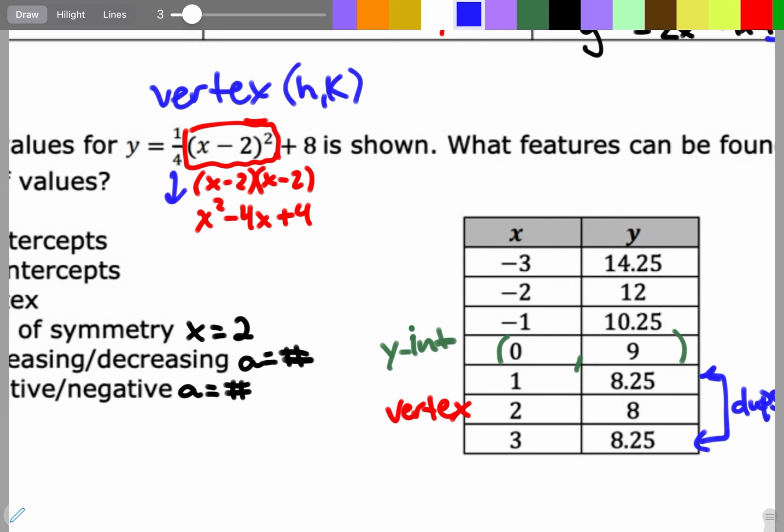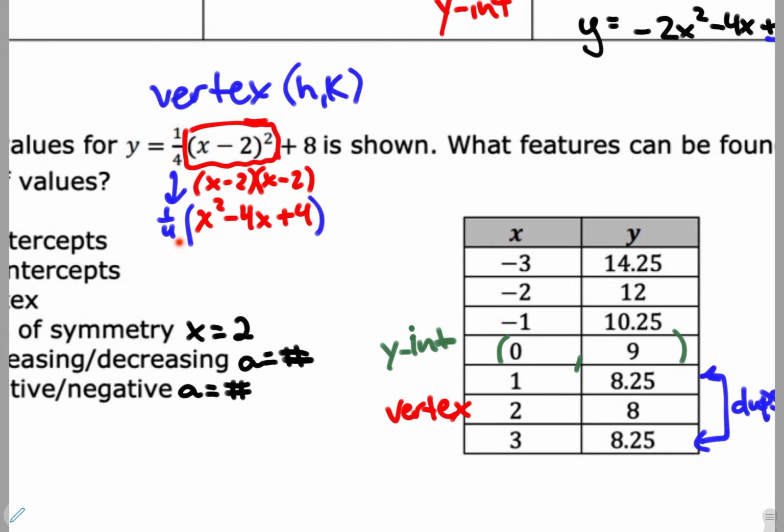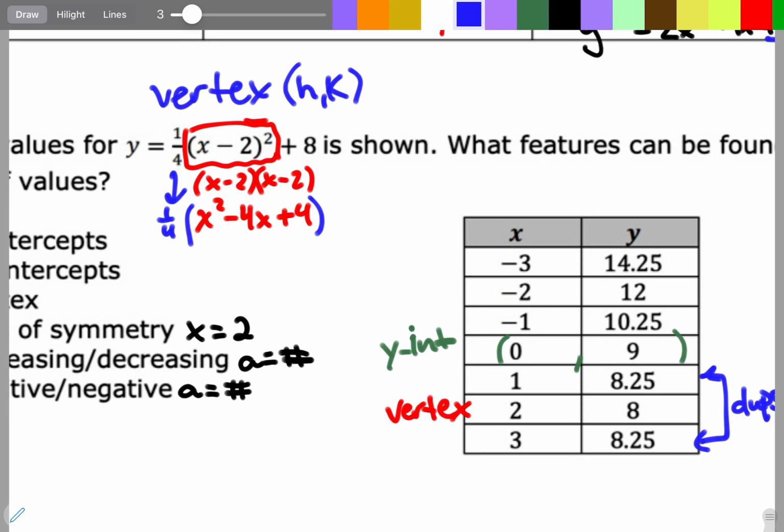Drop down the 1/4 in front. That means everybody's getting multiplied by 1 and divided by 4. So that's going to be 1/4 x squared. 4 times 1 divided by 4 would be negative 1x. Same thing with this one, it'll be a positive 1. And the last step is to bring down the plus 8.